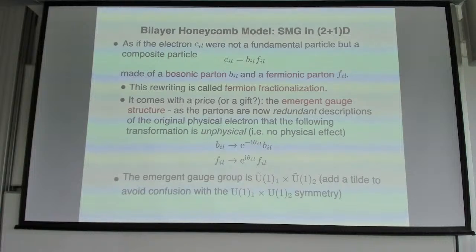And the emergent gauge group will be, again, U1 × U1, because you can do this kind of rotation independently on the upper layer and on the lower layer. So you have two different emergent U1 gauge groups. I want to put the tilde in.